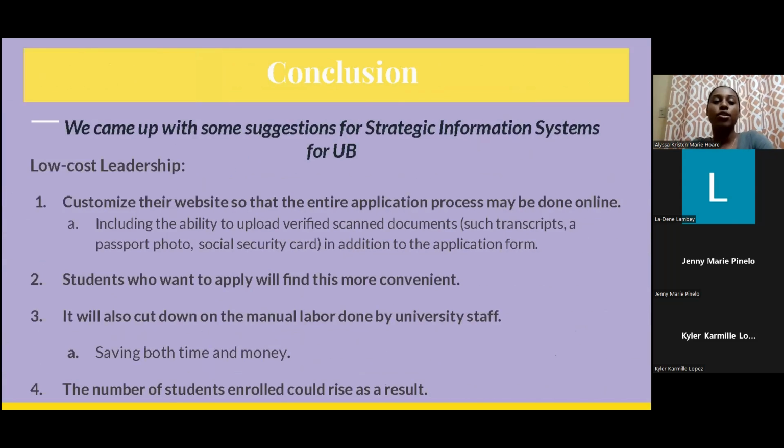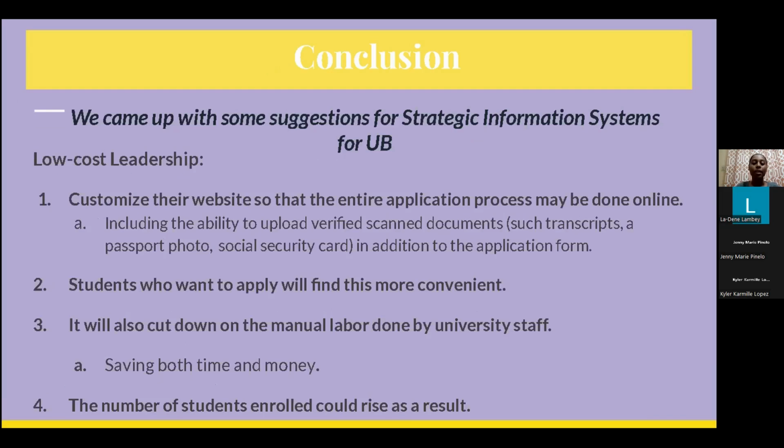So for our conclusion, we came up with some suggestions for strategic information systems for UB. So first, we have low-cost leadership. We suggest that UB customize their website so that the entire application process may be done online, which includes the ability to upload verified scanned documents such as transcripts, passport photos, social security card, in addition to the application form. Students who want to apply will find this more convenient, and it will cut down on manual labor done by the university staff, saving both time and money. And this could result in a higher number of students enrolling.